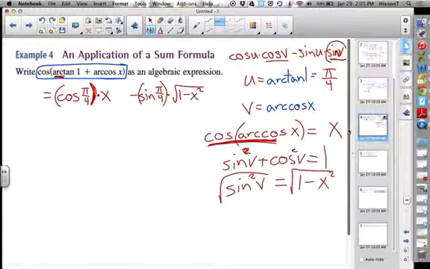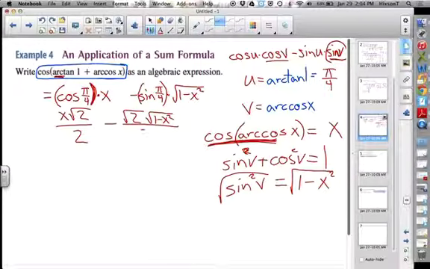What is the cosine of pi over 4? Root 2 over 2. So we could write this as x root 2 over 2. Okay. Minus, what's sine of pi over 4? Root 2 over 2. So we could write this as root 2 times the square root of 1 minus x squared, over 2. Is that the same as the square root of 2 minus 2x squared? Because they are both in radicals, we could actually multiply those together and make it 2 minus 2x squared.